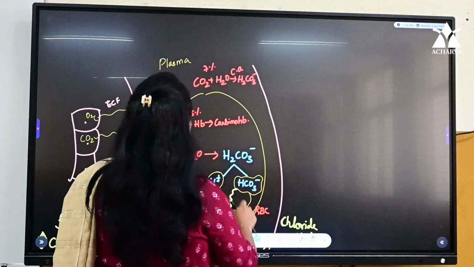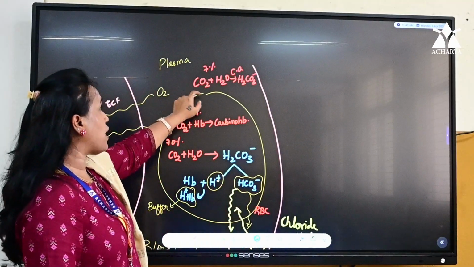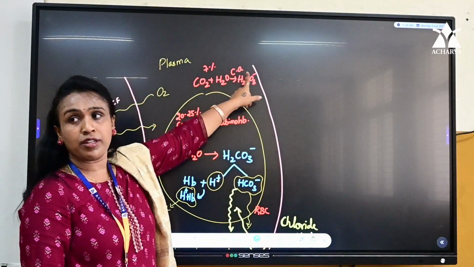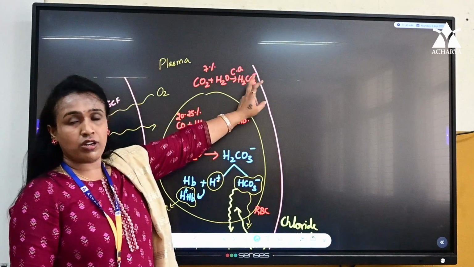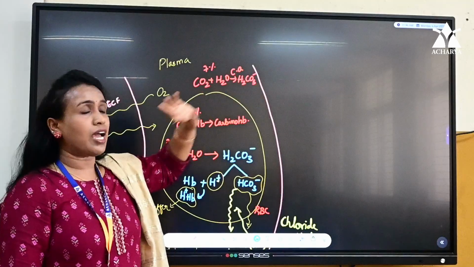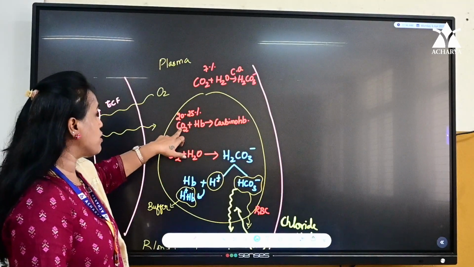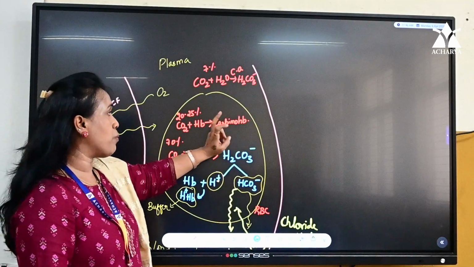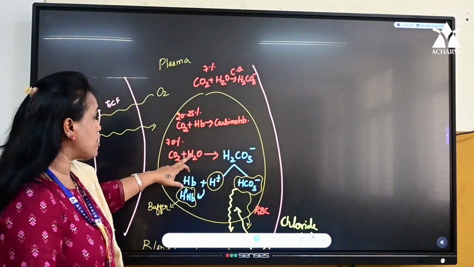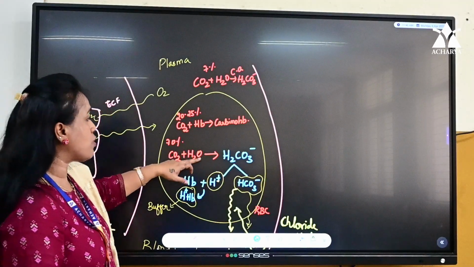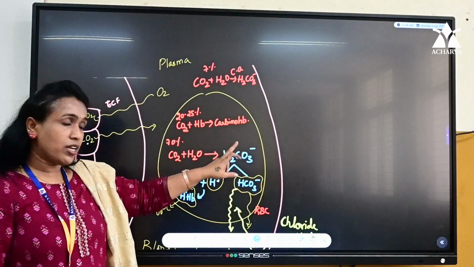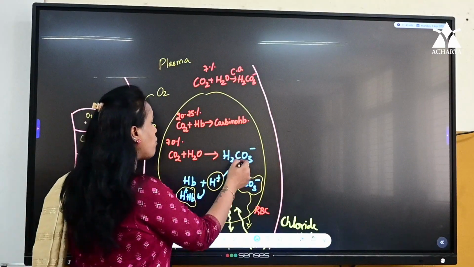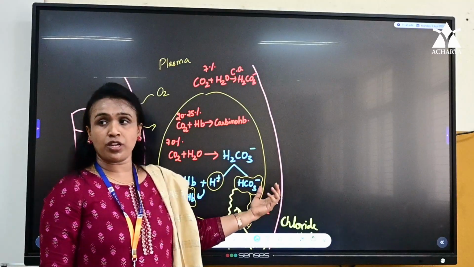One is in the form of water present in the plasma. Carbon dioxide dissolves in the water in the presence of carbonic anhydrase to form what is this? H2CO3, carbonic acid. And 20 to 25% with hemoglobin to form carbaminohemoglobin. 70% in the water of the cytoplasm of the RBC to form H2CO3, again carbonic acid. Once this is formed, it splits into H plus and HCO3 minus.